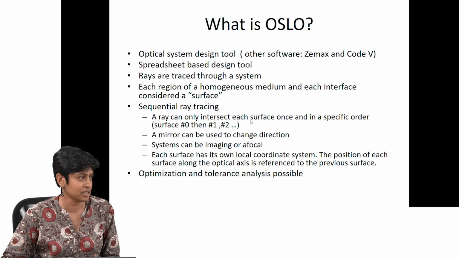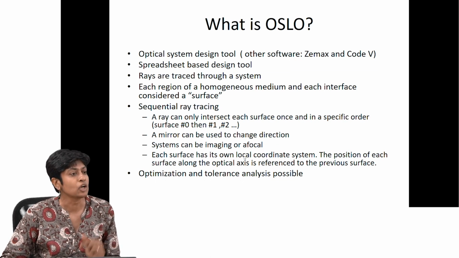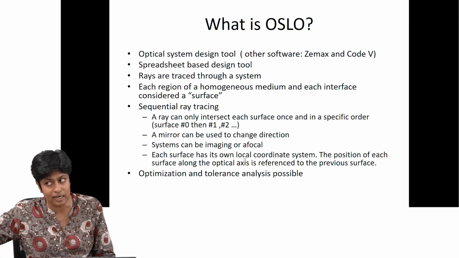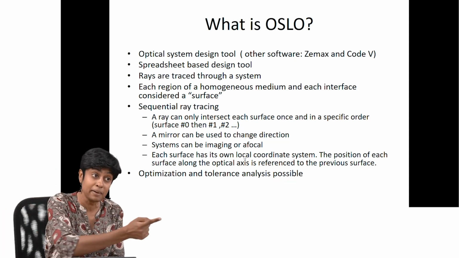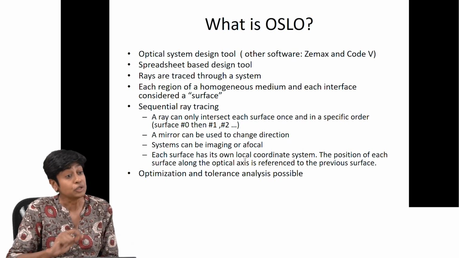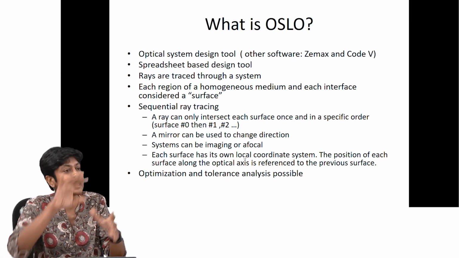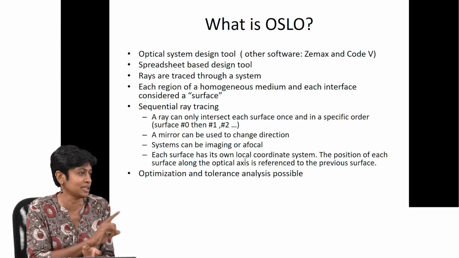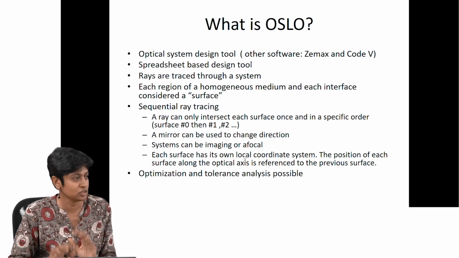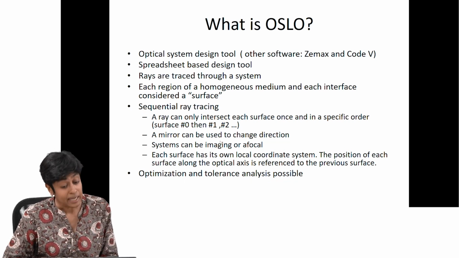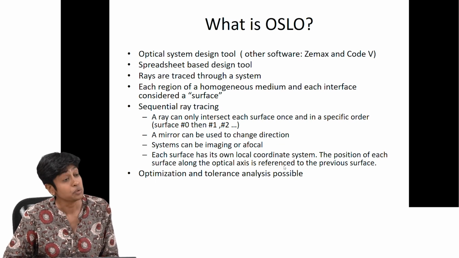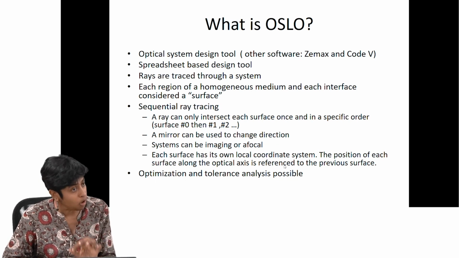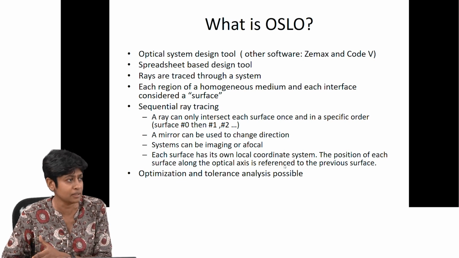It's sequential ray tracing. That means in this software you cannot send a ray through the same surface more than once. In an actual optical system, you could have a light ray go this way, reflect off a mirror, and then travel back through all the elements again. You can do that by replicating your optics, but you can't send the same ray in this software back through the same surfaces, not directly. Okay, so it's sequential ray tracing. You can use mirrors to change direction. You can choose whether the system you're designing is an imaging, a focal system, or an afocal system. These terms will become clearer as we go along.